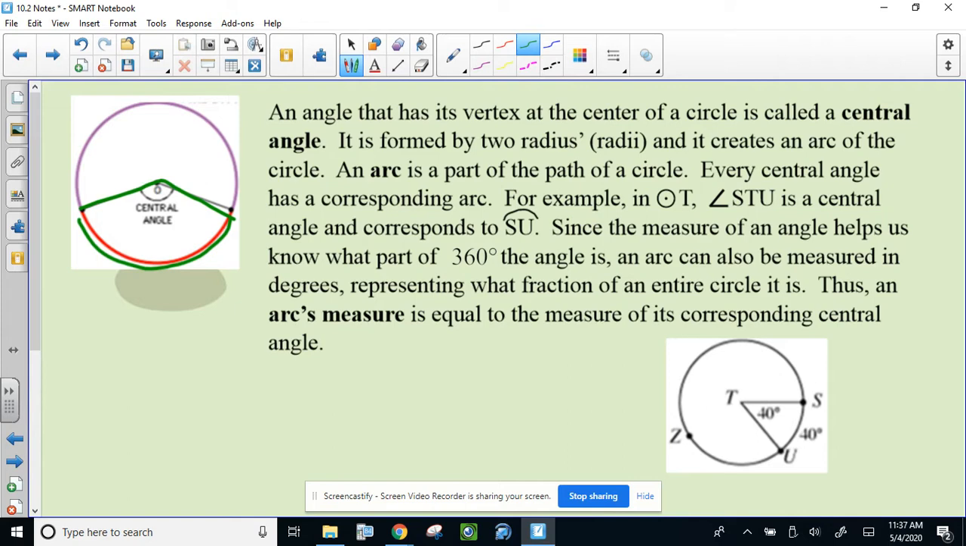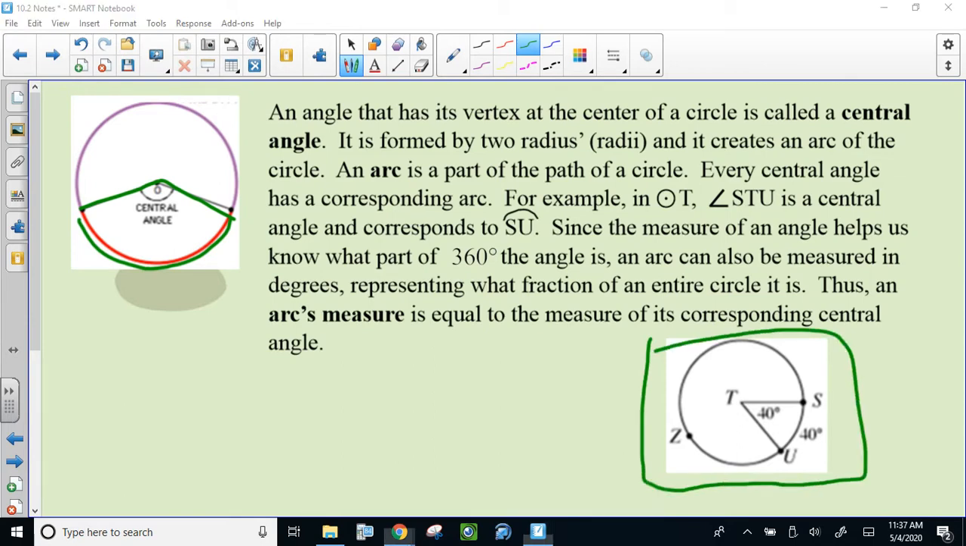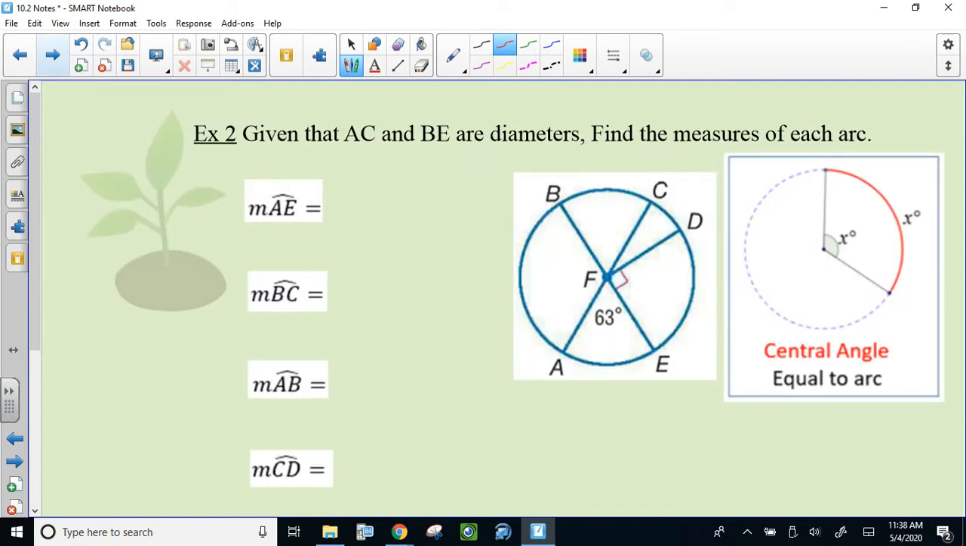So every central angle has a corresponding arc. For example, in this circle down here, we can see that angle STU is 40 degrees, and it corresponds with arc SU, which is also 40 degrees. Since every arc is part of the entire circle's value, the arc has an angle that corresponds with STU. And so therefore, the arc's measure is equal to the central angle measure. That's our big piece of information here: if we have a central angle, then the arc is going to have the same value. Okay, so that's the big key part right here.